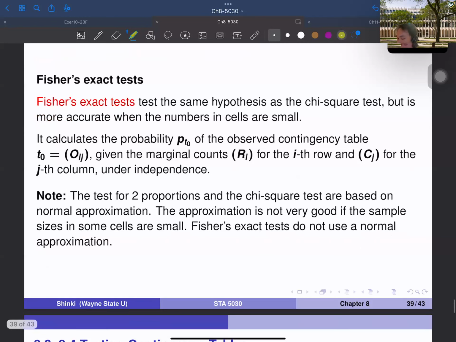So yeah, this is a little abstract, but this test calculates the probability, P sub T naught, of the observed contingency table T naught. T naught is just the matrix, the table, given the marginal counts for rows and the marginal counts for columns, and the independence assumption.